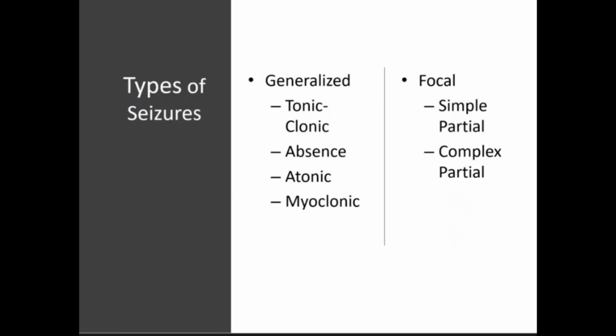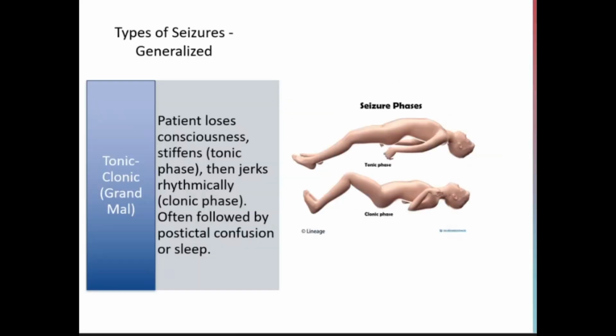So you got tonic-clonic, that's your grand mal seizure. That's the one that, when you think seizure, at least for me, that's what I default to. That's that jerky, stiffness seizure. Absent, atonic, myoclonic. Then we got simple partial and complex partial. Also could be simple focal or complex focal. Kind of depends on which one you read, and we'll go into those.